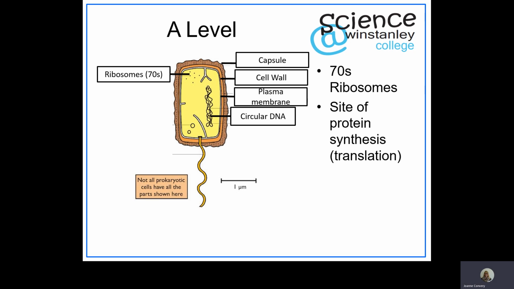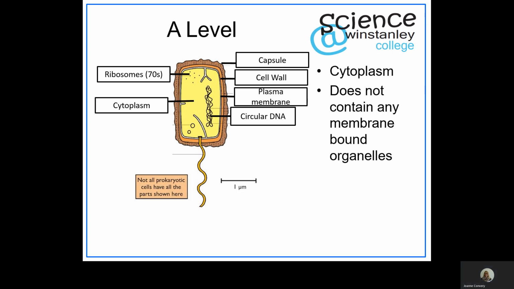The ribosomes that we find in prokaryotic cells are small. They are 70S, smaller than the ribosomes you'd find in your eukaryotic cell. The ribosome, like we've learnt previously, is the site of protein synthesis. Specifically, it's where translation occurs, and they're found free in the cytoplasm. The cytoplasm is exactly the same as we've seen before.